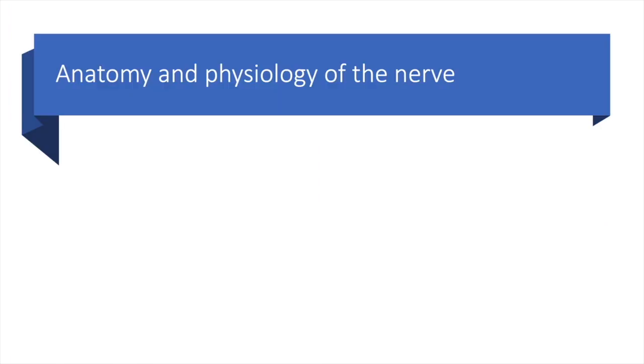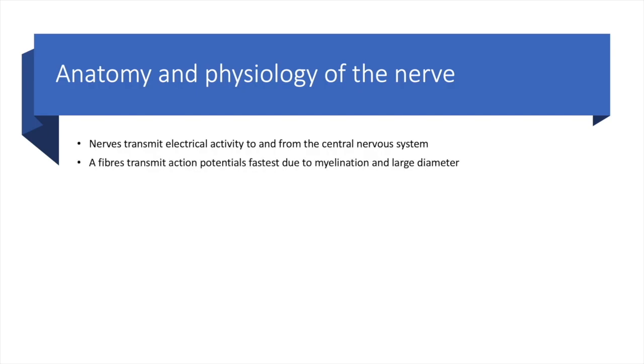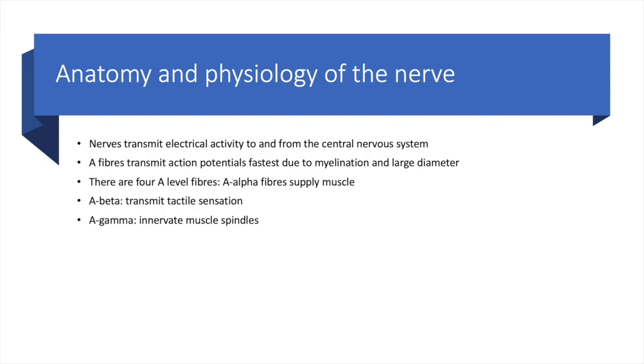So in terms of the anatomy and physiology of the nerve, first of all, the nerve's function is to transmit electrical activity to and from the central nervous system. We've generally got a number of different classifications of fibres, but it's the A fibres that transmit the action potentials fastest. They do this due to myelination and having a larger diameter. There are 4 different A level fibres. The A alpha fibres supply muscle, the A beta fibres transmit tactile sensation, the A gamma fibres innervate muscle spindles, and the A delta fibres transmit cold and pain sensation.